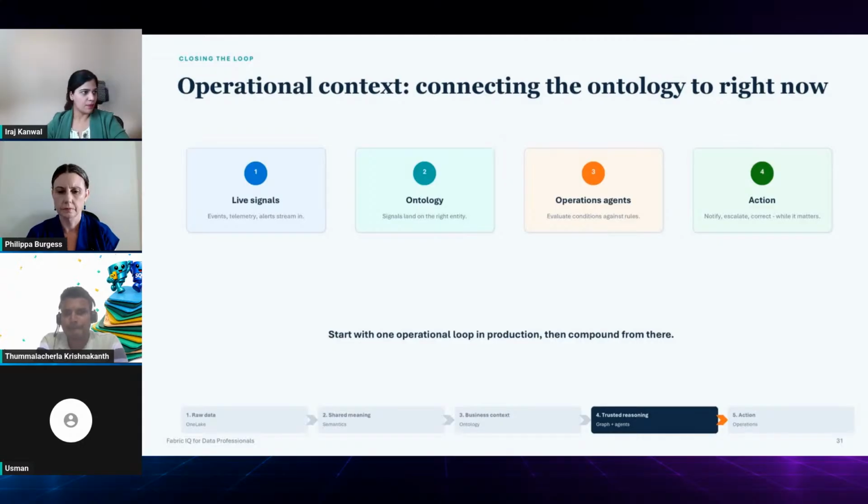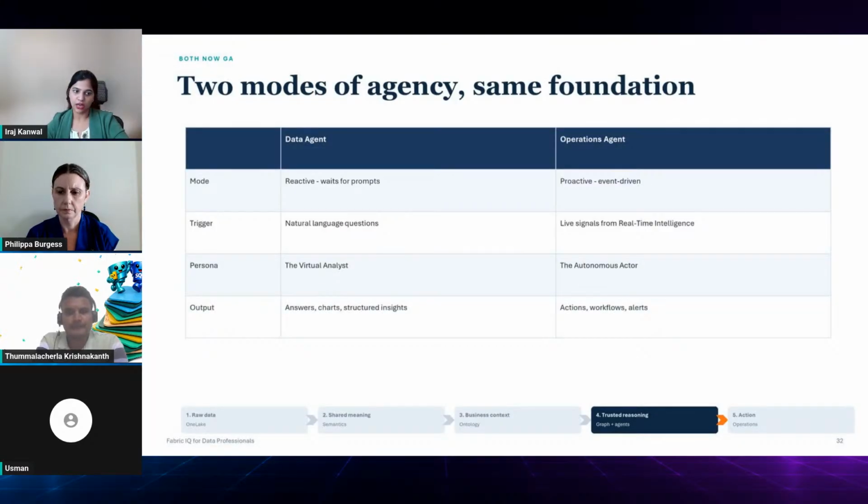So when we talk about the operational context, we may have talked about the two modes of agents. So what's the distinction between the two modes of agents? We have a data agent, the agent that is reactive. It waits for a question like which facilities had the most incidents last month, more like an analytical virtual analyst, right? Or which routes are currently impacted. It behaves like a virtual analyst.